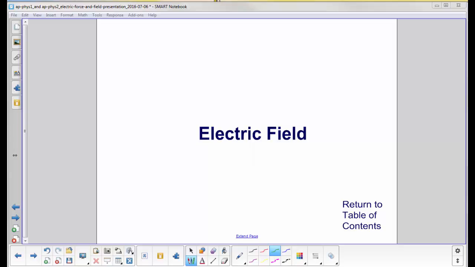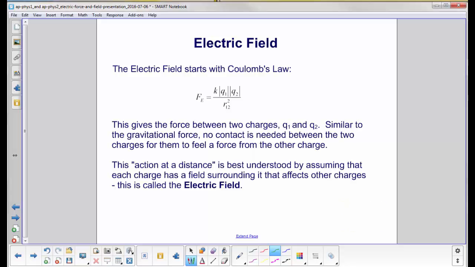We've talked earlier about the gravitational field. Now that we've gone through electric charges and forces, we're going to discuss the electric field. The electric field starts with Coulomb's law, where the electrical force between two charges is K times the absolute value of each charge divided by the distance between them.